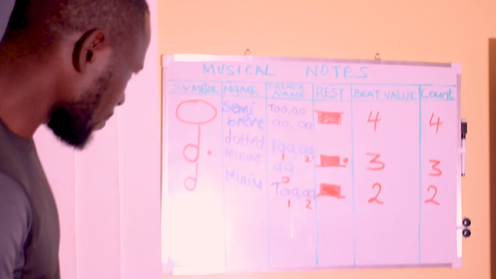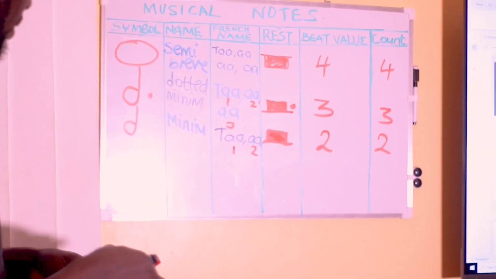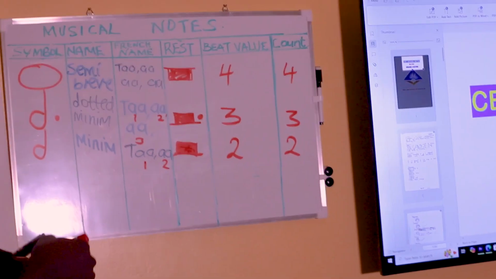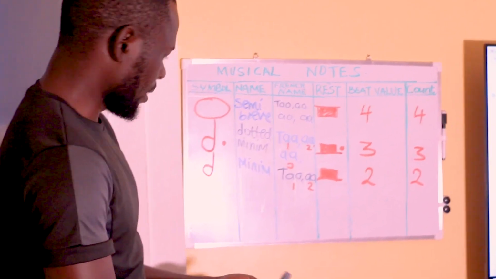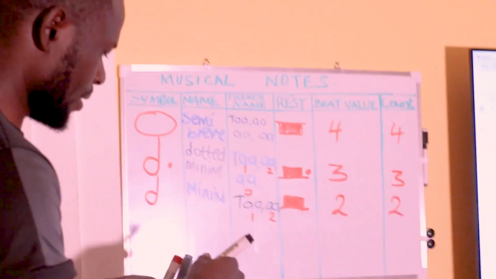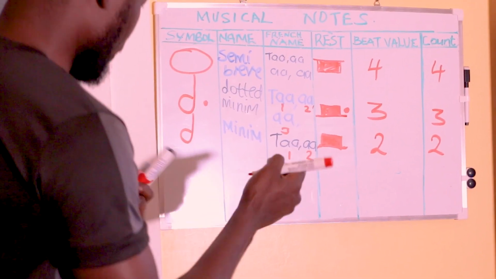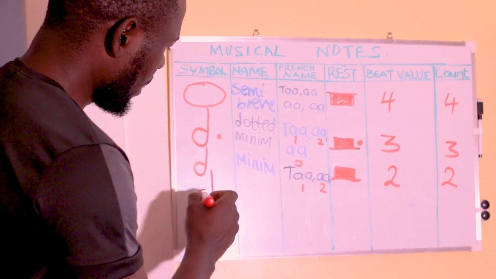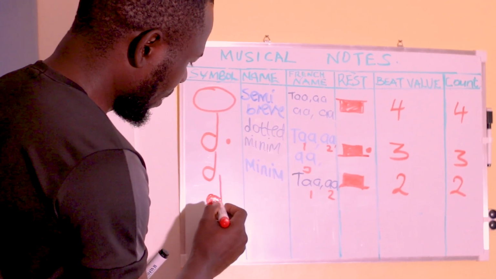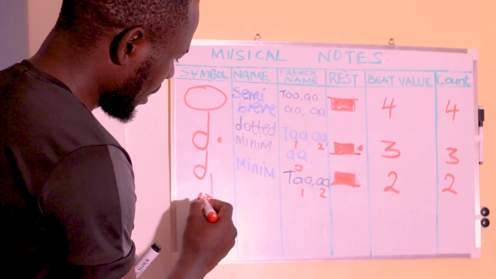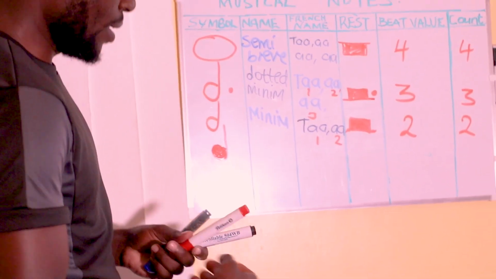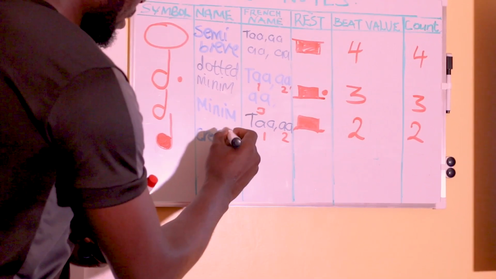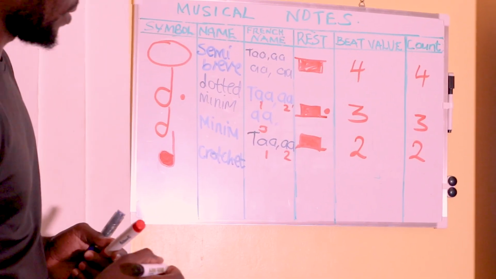Let's go to another note, which comes after the minim: the crochet. How do we write a crochet? The next beat is a crochet. For the symbol of a crochet, we just take the symbol of a minim, which is a D-like symbol, and we shade inside it. So this one is a crochet. The name is crochet. We write it like that.